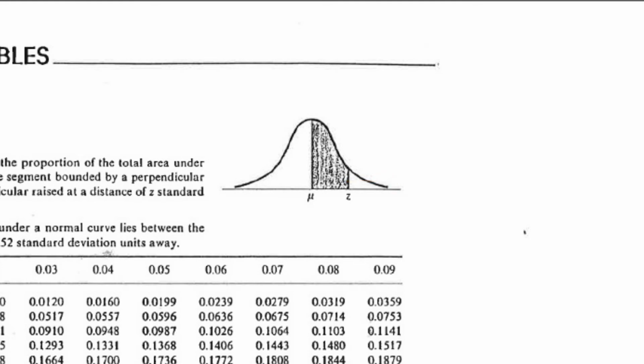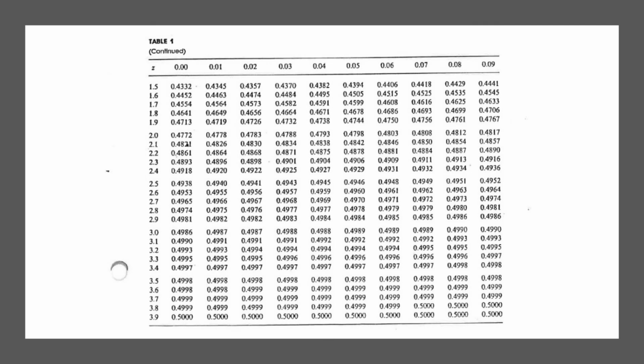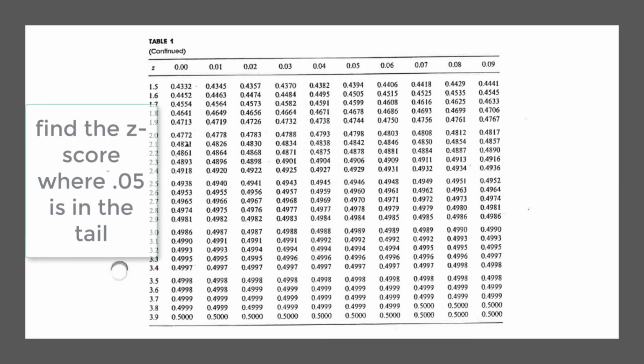So this is the table that we worked with mostly last week. Here is the second part, or I guess the bottom half of that page, blown up in a little bit more detail. And what we need to do here is find the z-score that correlates with the 5% rejection zone.